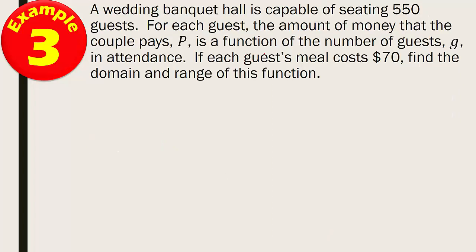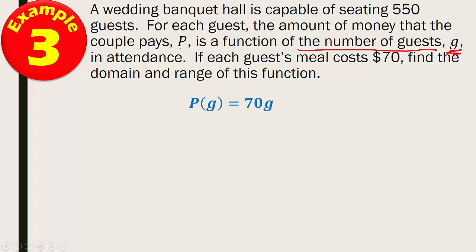Third one. A wedding banquet hall is capable of seating 550 guests. For each guest, the amount of money that the couple pays, which we'll call P, is a function of the number of guests, which we'll call G, in attendance. If each guest's meal costs $70, find the domain and range of this function. Well, it's a function of the number of guests. So whatever it's a function of, the number of guests, G, that represents our domain, or our x values. Okay, P is our y values.